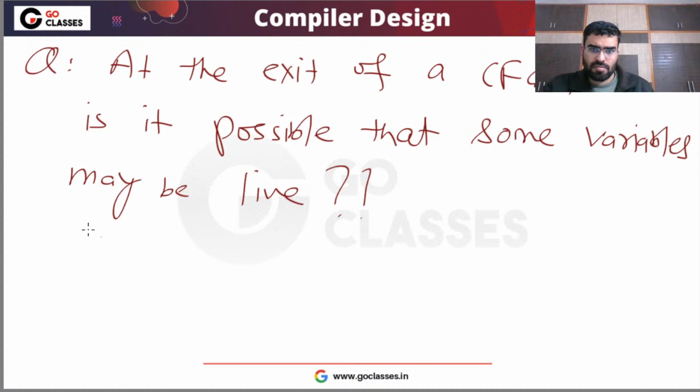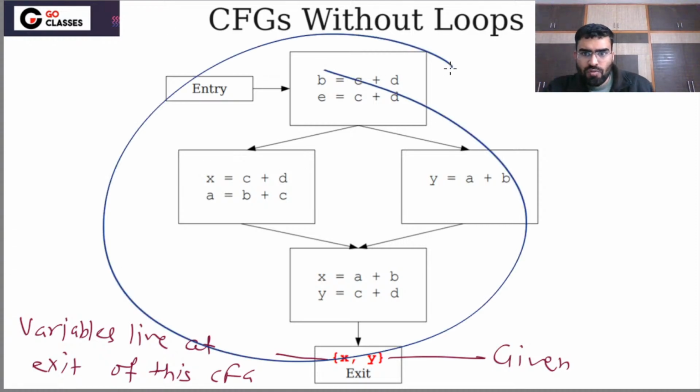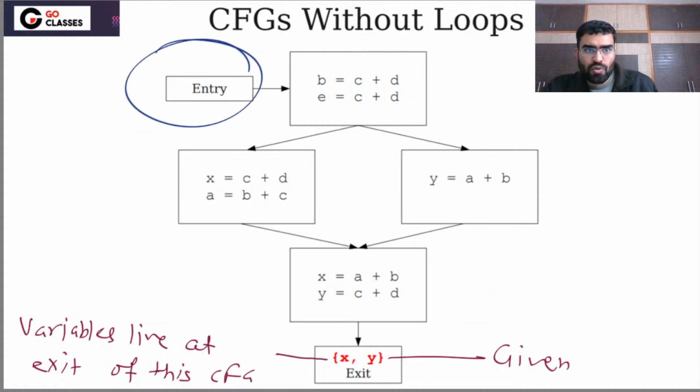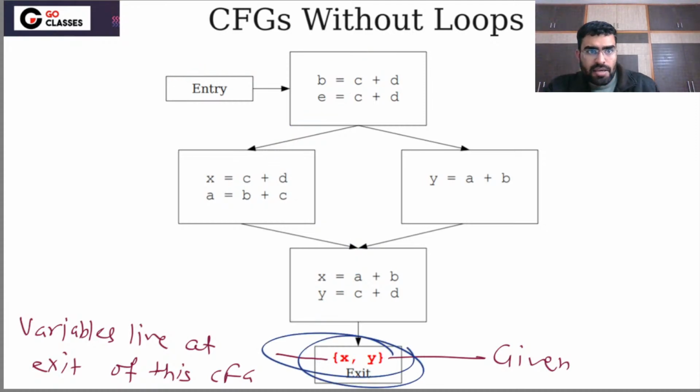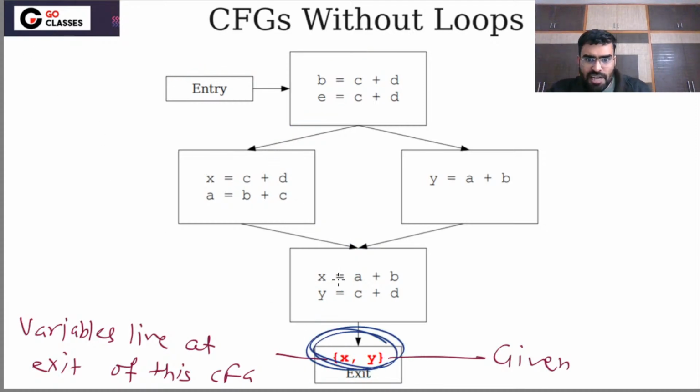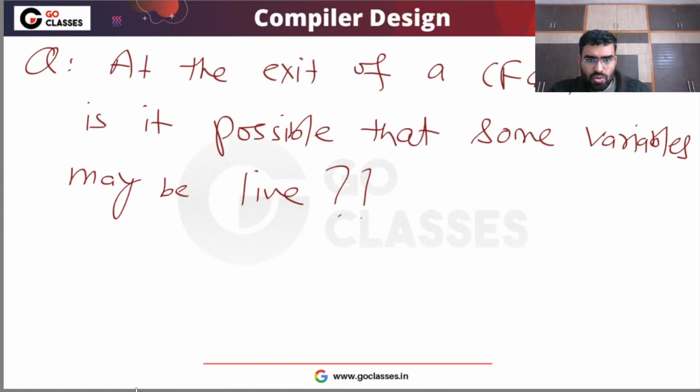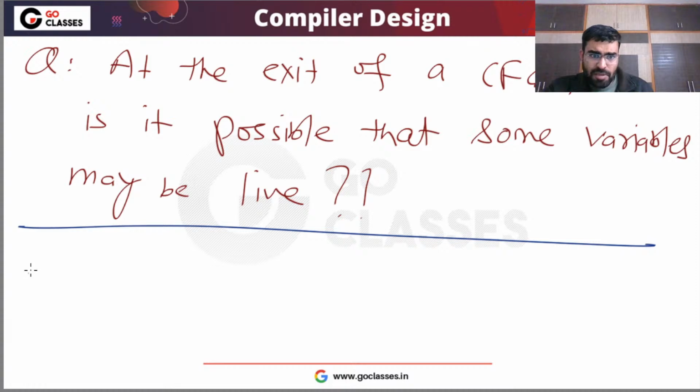Can anyone tell me? Anyone want to try this? This is the control flow graph. This is the entry, so from here you start, and this is the exit node. How is it possible that some variables are live here? Are we going to use them somewhere? How is it possible that some variables may be live?